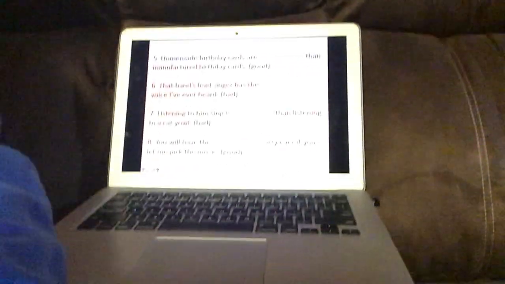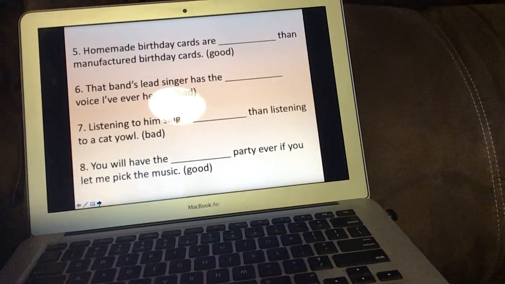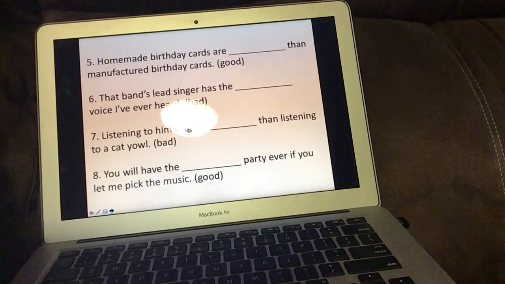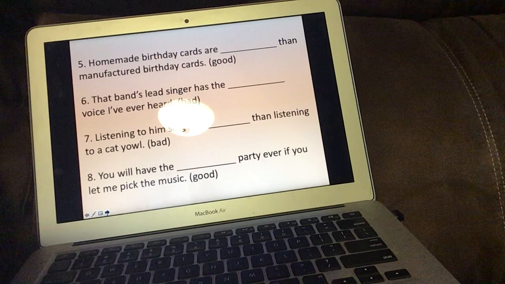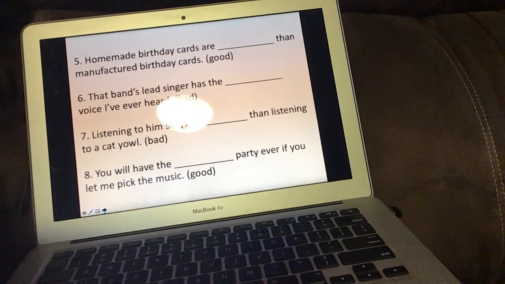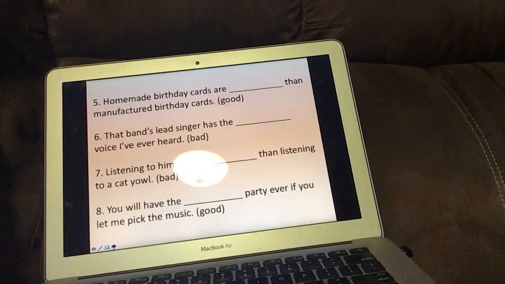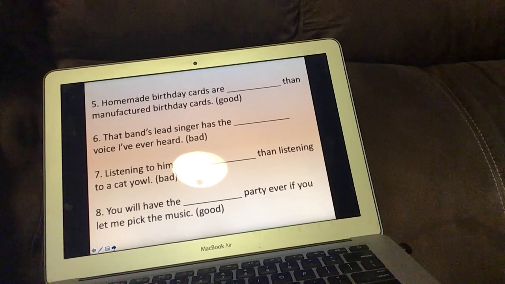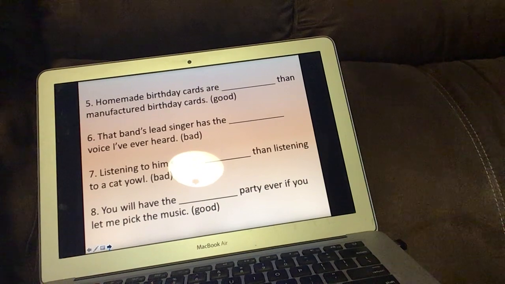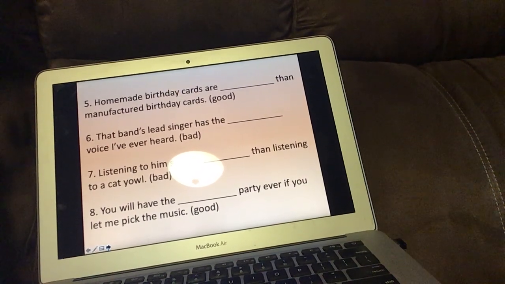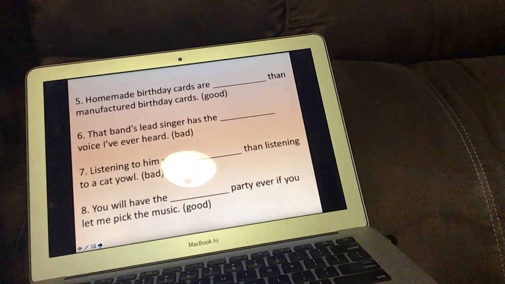Number 5, homemade birthday cards are blank than manufactured birthday cards. Number 6, that band's lead singer has the blank voice I've ever heard. Number 7, listening to him sing is blank than listening to a cat yowl. And number 8, you will have the blank party ever if you let me pick the music.